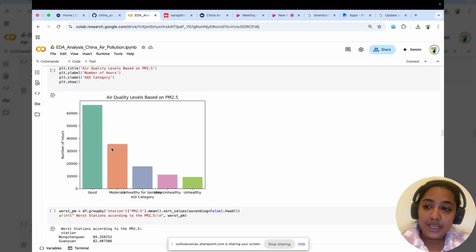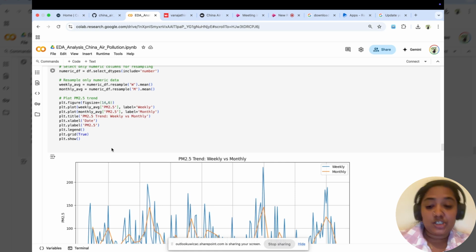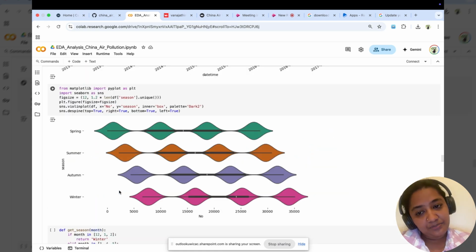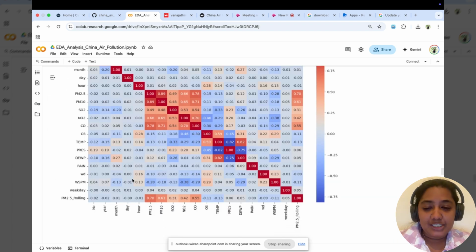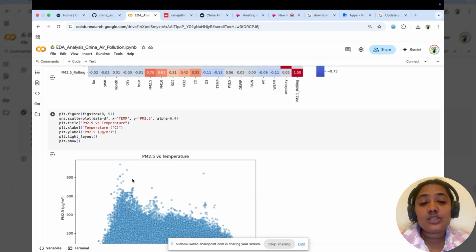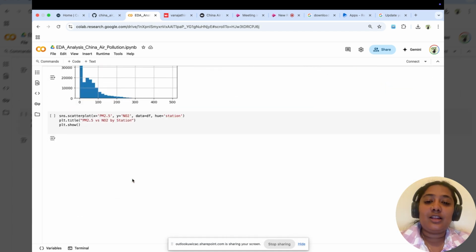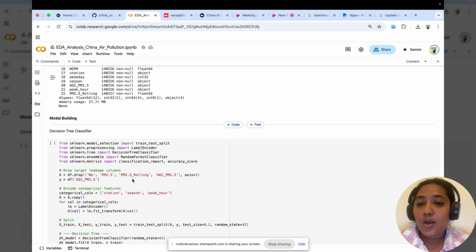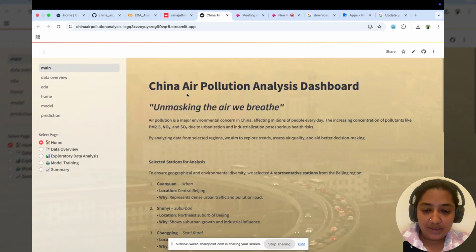So this is my Google Colab notebook which represents the EDA analysis, and using these graphs I have created the application using Streamlit, and yes, it is working on a live URL. So let's move on to that application. Here we go. This is the application.